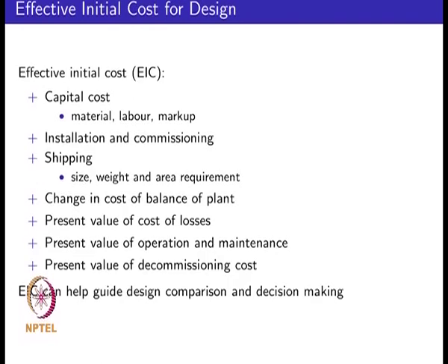So the effective initial cost is a way of summing together different costs, some of which might be upfront and some of which might occur later in time. Some of the upfront costs would be things like material, labor, markup, etc. For example, if you need to build a power converter, you need IGBTs, you might need capacitors. So these are upfront material costs. You might need controllers. You might need human input in terms of the actual manufacturing process. You might also need people to do controller development, etc.